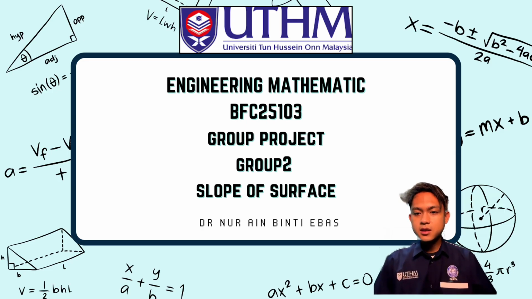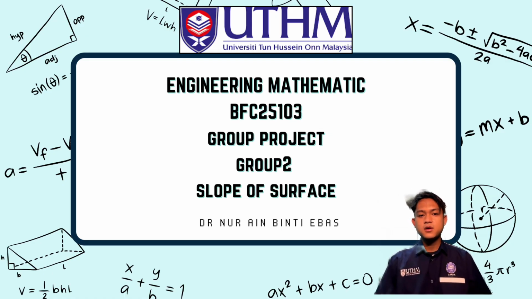So my name is Zari Iskandar bin Muhammad Kafizan. My matrix number is CF240195. We are from Group 2 and today we'll be presenting our group project for the subject Engineering Mathematics. The title of our project is Slope of Surface.